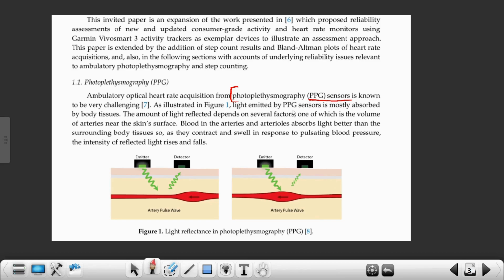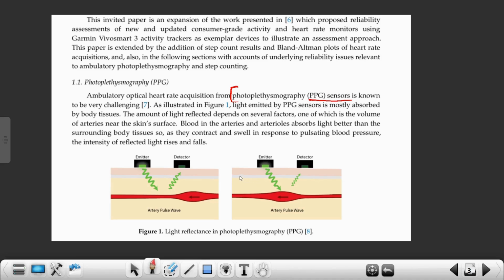Light emitted by PPG sensor is mostly absorbed by the body tissues. The amount of light reflected depends on several factors, one of which is volume of arteries near the skin surface. Blood in arteries and arterioles absorb light better than the surrounding body tissues, so as they contract and swell in response to pulsating blood pressure, the intensity of reflected light rises and falls.